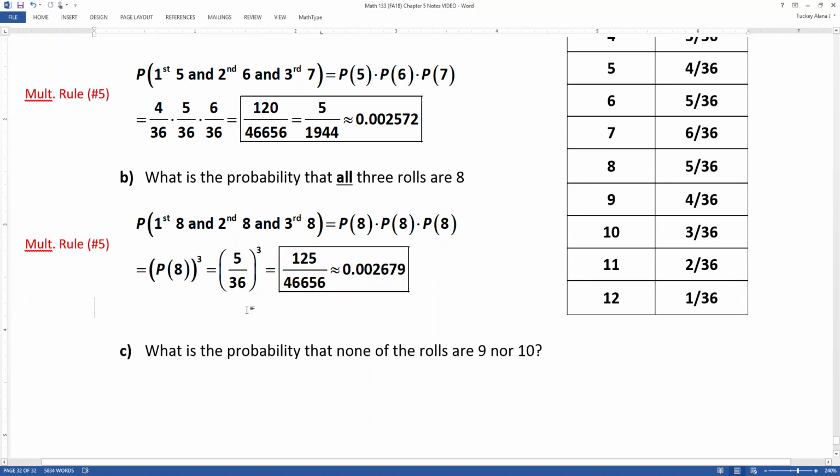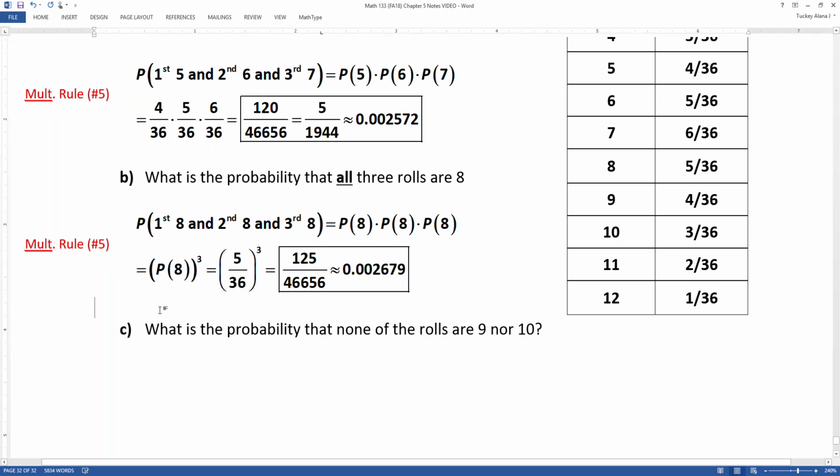All right, so next, what is the probability that none of the rolls are 9 nor 10? Oh, well, that's a little bit of a tricky one. So we're kind of using rule number 5, but we're also kind of using the fact that we want neither 9 nor 10. So we got to be a little bit careful about how we build what these probabilities are.